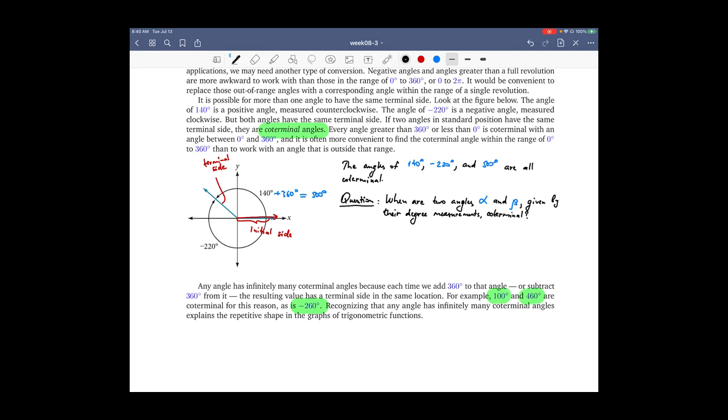If you think about it, the answer is very simple. In order for two angles to be coterminal, it's necessary and sufficient that they differ by a whole number of revolutions. One angle should be obtainable from the other angle by a whole integer number of full revolutions, and a full revolution is an angle measured in 360 degrees. So two angles are coterminal if and only if they differ by an integer multiple of 360 degrees.